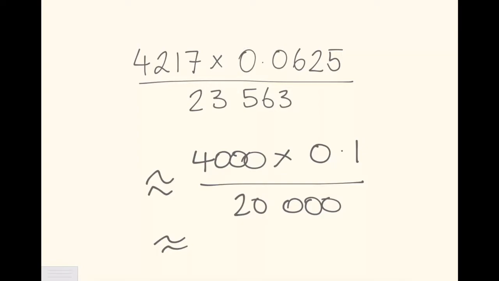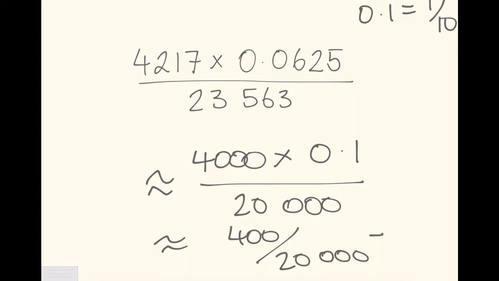This is where you need to know how to multiply by your powers of 10. Multiplying by 0.1 is the same as dividing by 10. Right? So another way of writing 0.1 is 1 over 10. So that's going to be 400 on the top line and 20,000 on the bottom line. Cancel some zeros there, you've got 4 over 200. 4 over 200, divide those each by 4. You'll get 1 over 50.